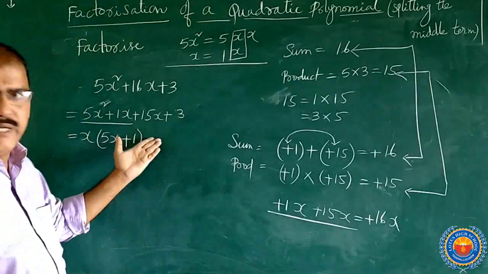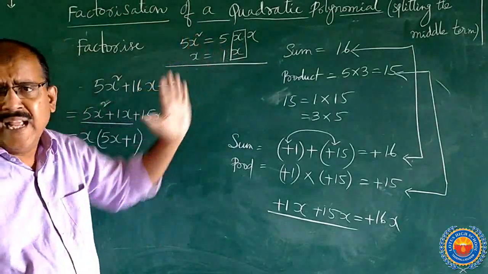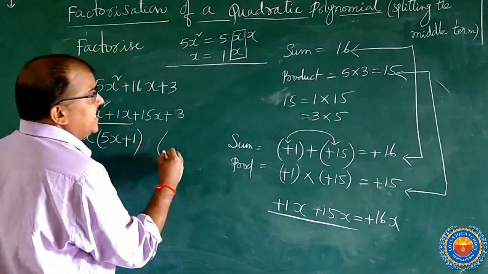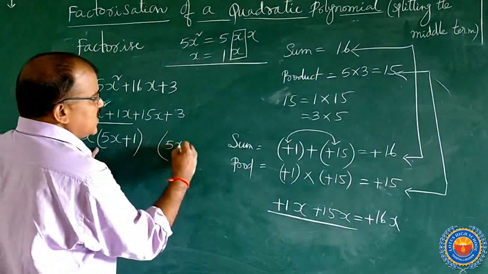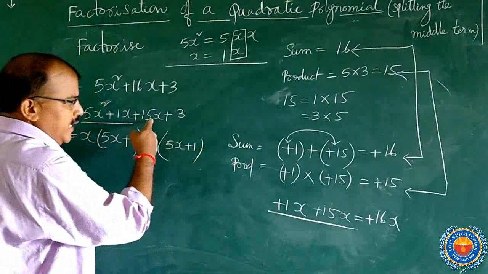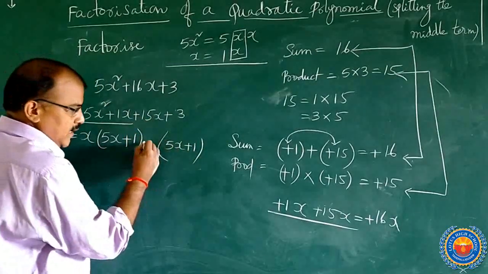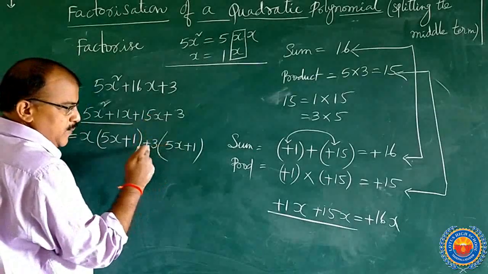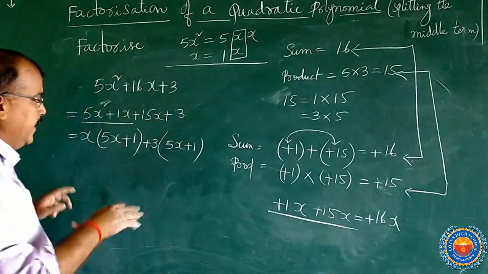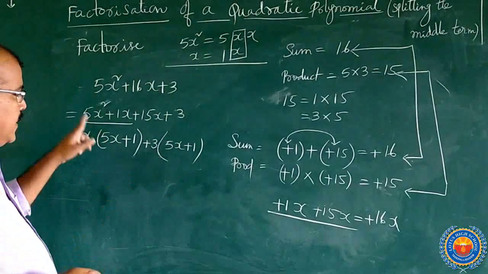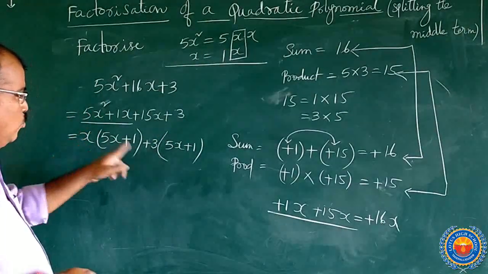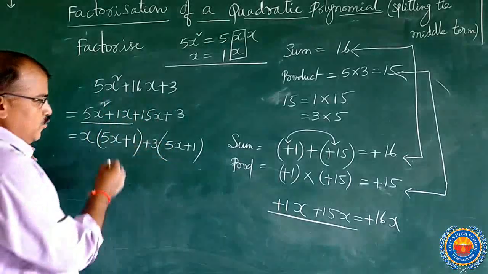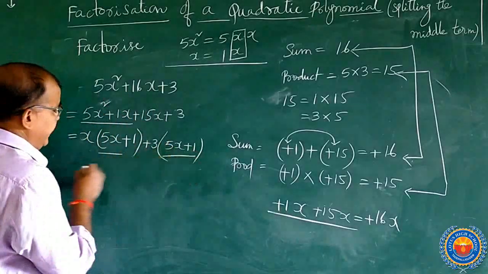Here also, if you want, you can do it separately using this method. Otherwise, I am using the shortcut method. So here, same 5x plus 1, right? But here I should get plus 15x, so multiply with 3: plus 3 into 5x is 15x, plus 3 into plus 1 is plus 3. Once again, verification: x into 5x is 5x square, plus x into 1 is x, plus 3 into 5x is 15x, plus 3 into 1 is plus 3. So which is common? 5x plus 1.